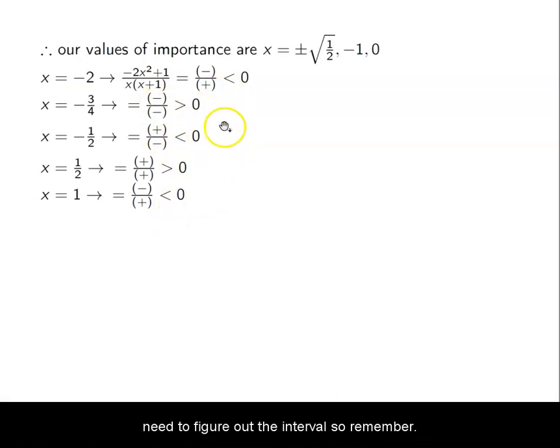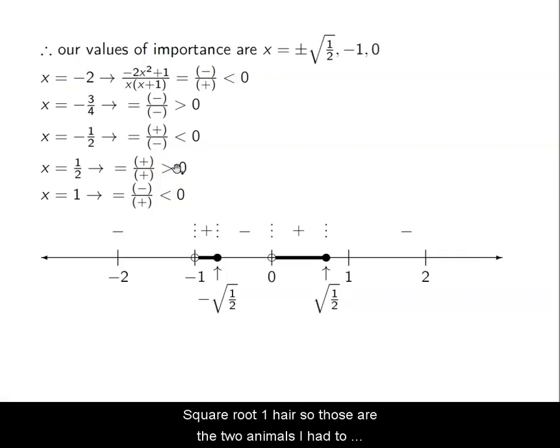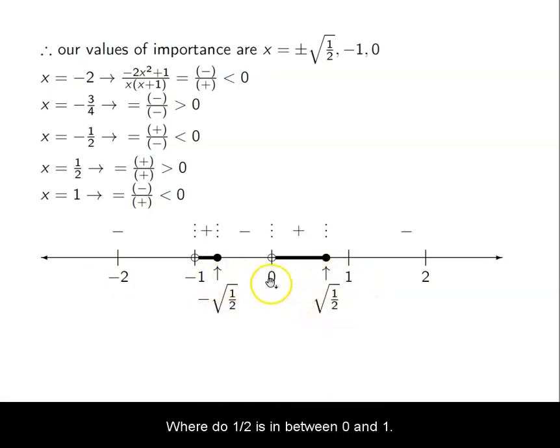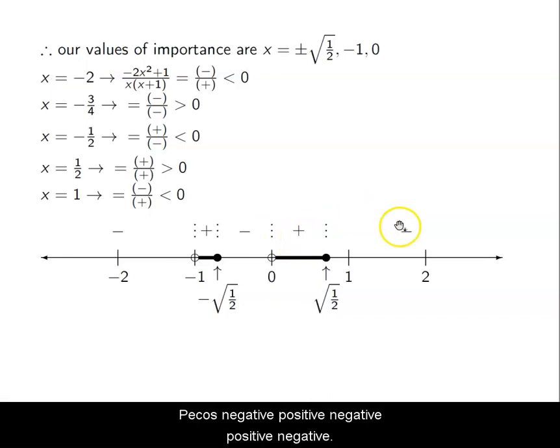So I need to figure out the interval, okay? So remember, this signifies that I'm in between negative 1 and negative square root 1/2, okay? This one, I'm in between 0 and square root 1/2. So those are the two intervals. Okay, so if I had to put it down here where I have my whole values 2, 1, 0, negative 1, negative 2, negative square root 1/2 is in between negative 1 and 0. Okay, square root 1/2 is in between 0 and 1. So it goes negative, positive, negative, positive, negative, right?